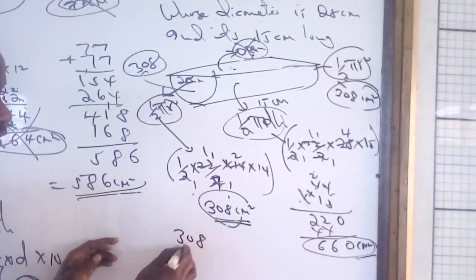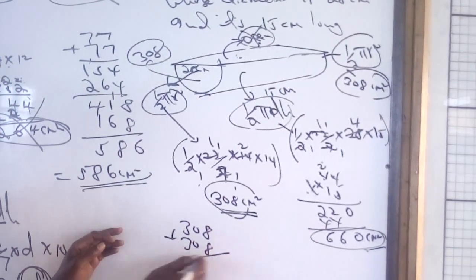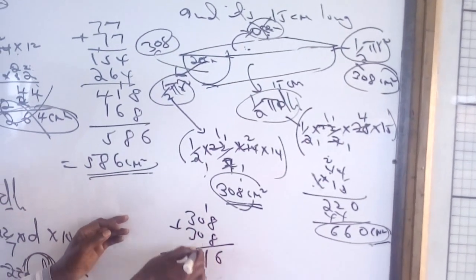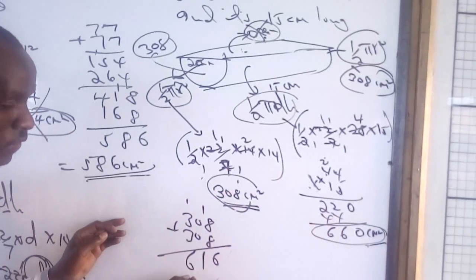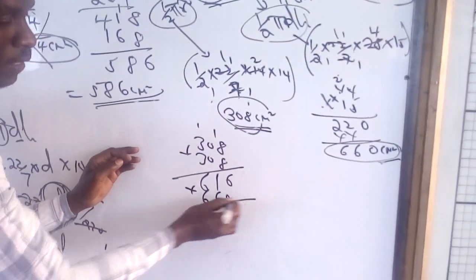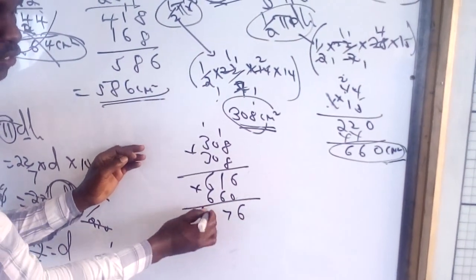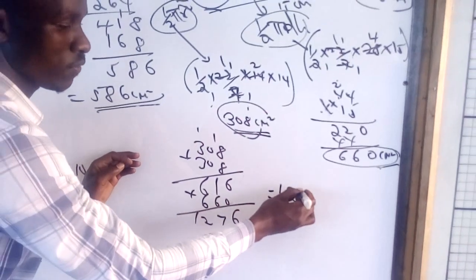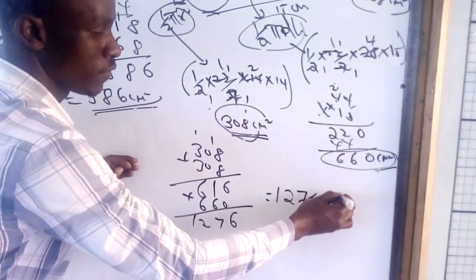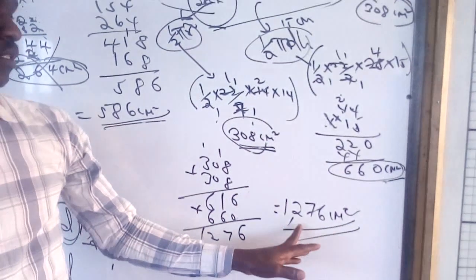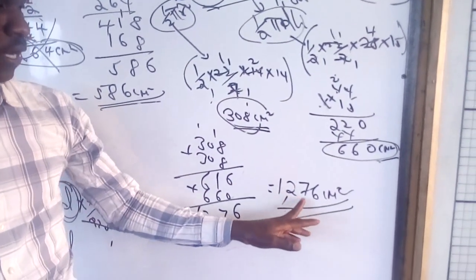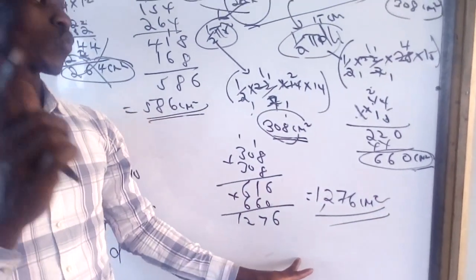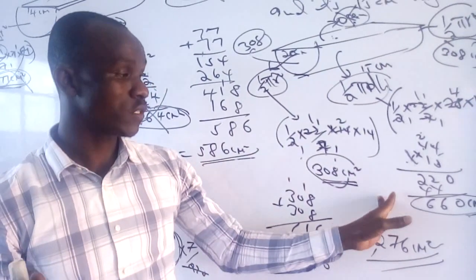So 308 plus 308, we add first, 16 carry 1. Then here we have 6 plus 660. And there we have 6, 7, 12. So our total surface area will be 1,276 centimeters squared. That makes the end of our lesson.